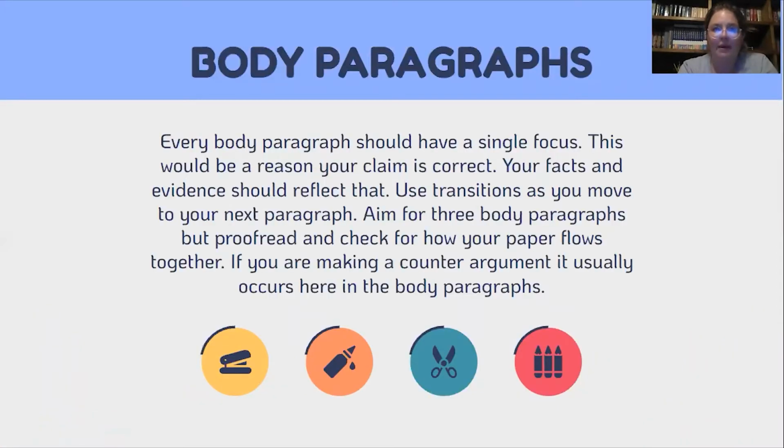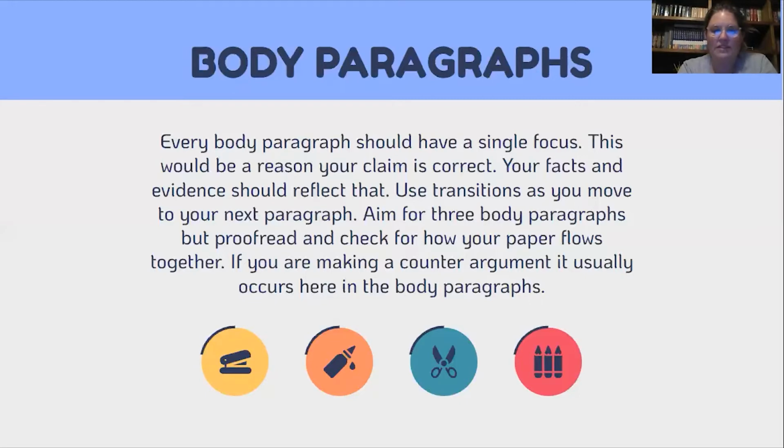When we write body paragraphs, every body paragraph should have a single focus. This would be a reason your claim is correct. Your facts and evidence should reflect that. Use transitions as you move to your next paragraph. Aim for 3 body paragraphs when you outline your paper, but proofread and check how your paper flows together. It may be necessary to use fewer or more paragraphs than that. If you're making a counter argument, it usually occurs in the body paragraphs.